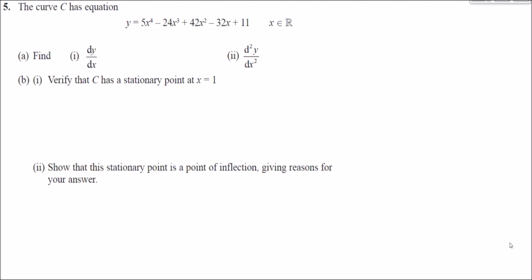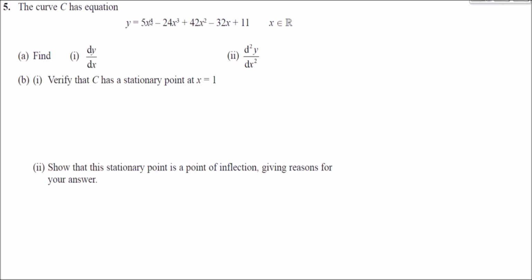For question 5, we have a curve C with equation y equals 5x to the power 4 minus 24x cubed plus 24x squared minus 32x plus 11, where x is any real number. Part A is very, very generous. I mean, really 1 mark each, I think, but you know, still generous. It's just algebraic differentiation. So just bringing the powers to the front and multiplying the coefficients by the powers. Then obviously drop the powers down by 1.